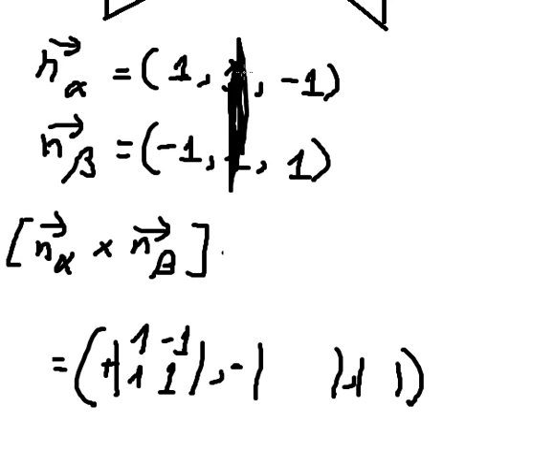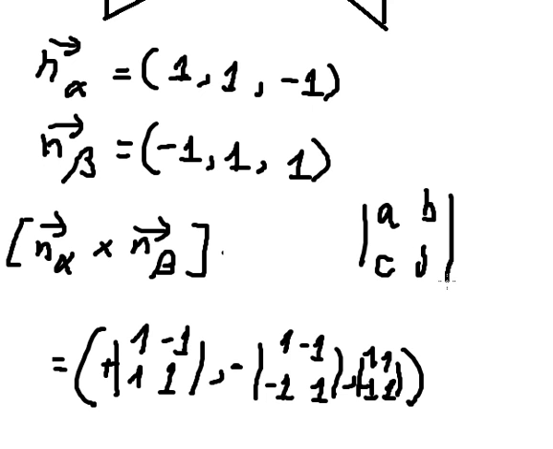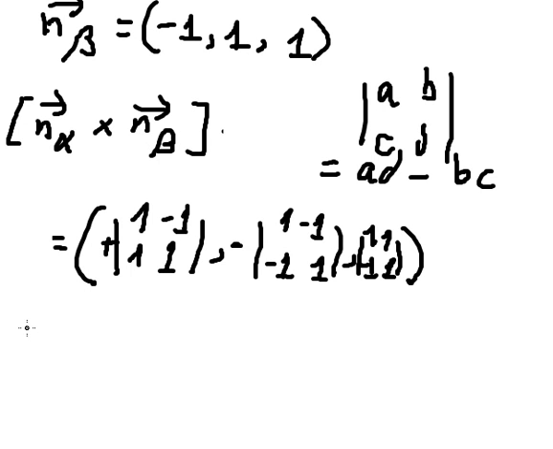For y we hide this column, so we have 1, negative 1, and negative 1, positive 1. And the last one is for z. So we have 1, 1, negative 1, and 1. So we have the formula in here. We will multiply a with d minus b with c. Now we can apply it in here.